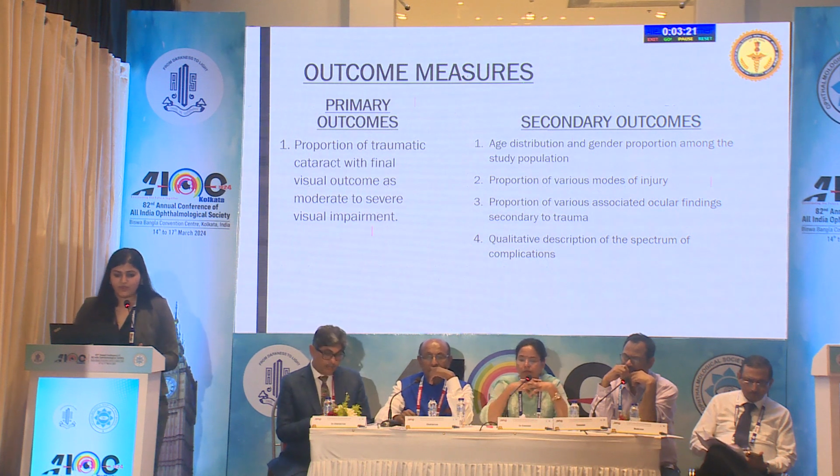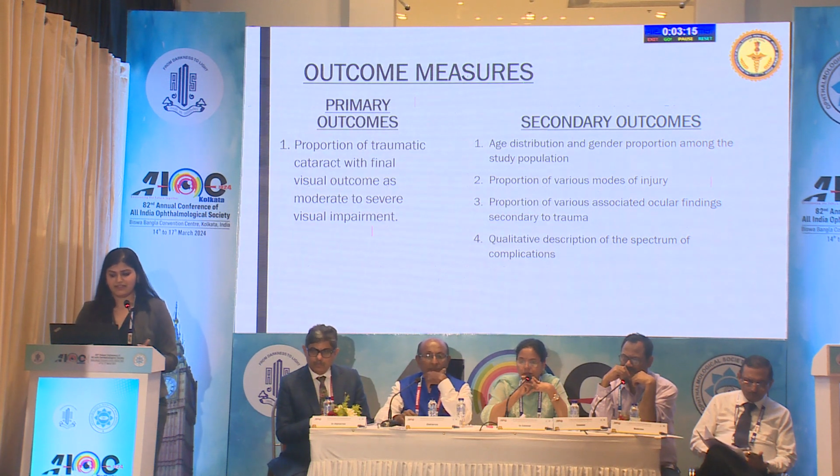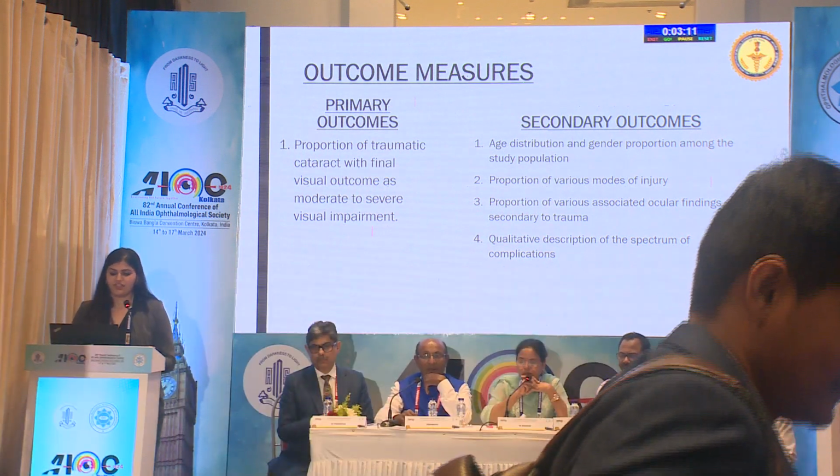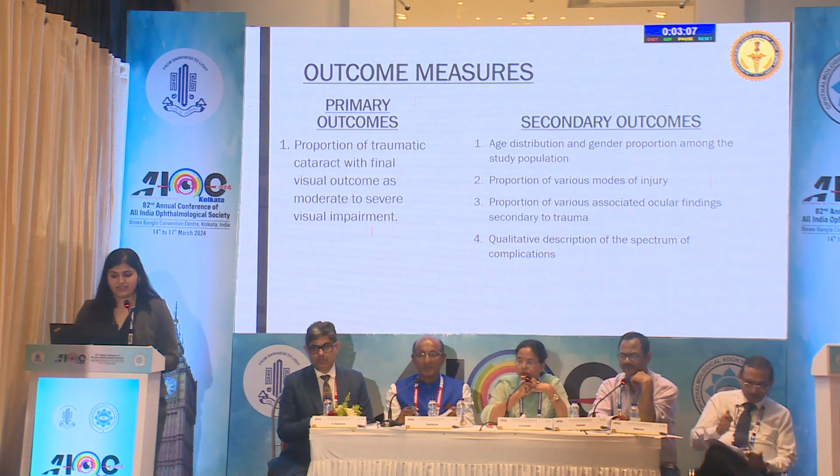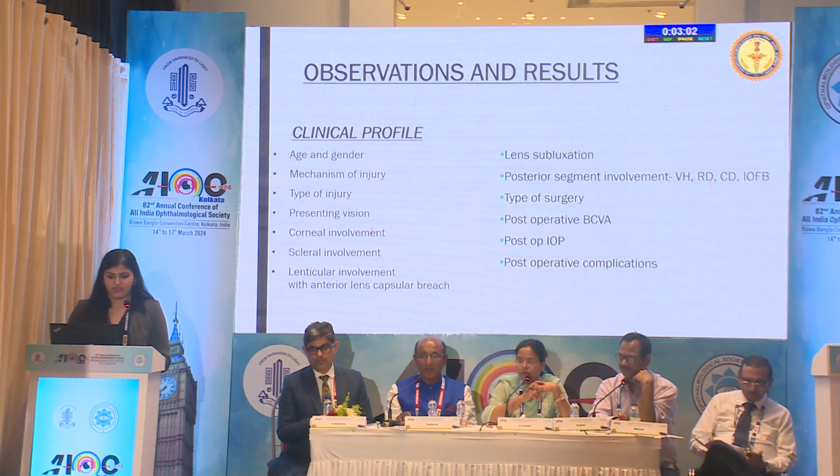The primary outcome was to identify the proportion of traumatic cataracts with the final visual outcome as moderate to severe visual impairment. Among secondary outcomes, we had the description of the age distribution, the gender distribution, the proportion of various modes of injury, the various associated ocular findings, and qualitative description of the spectrum of complications.